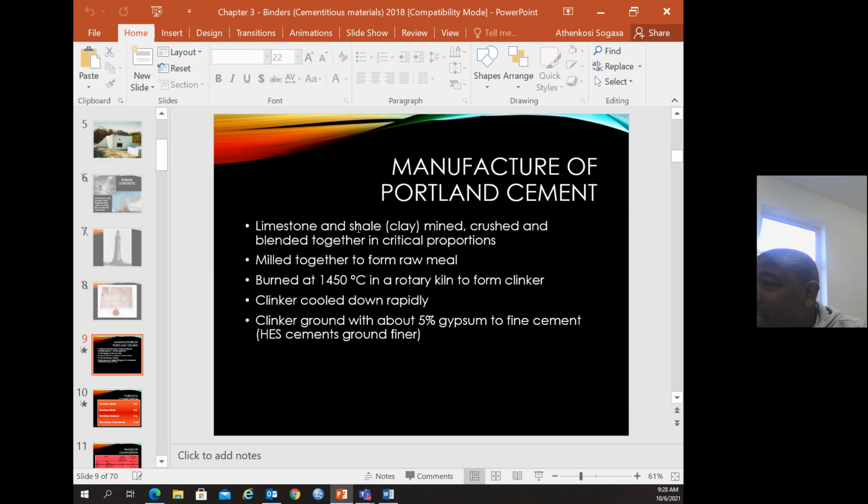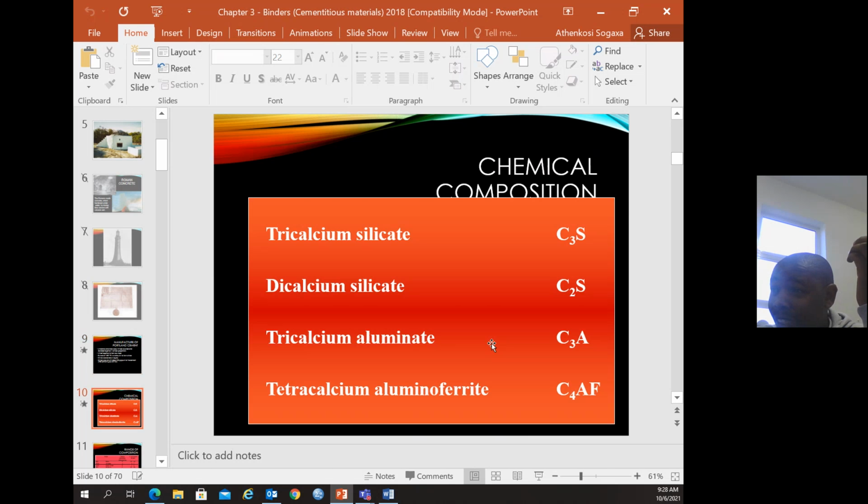Now, shale, which is clay, is mined, crushed, and blended together in a critical proportion and milled together to form a raw meal. That means you burn those at 1,450 degrees Celsius. I think I spoke about that. The clinker is cooled down rapidly, and the clinker is ground with about 5% of gypsum, which I spoke about. I've said that it looks like a patty, and the gypsum also looks like a patty.